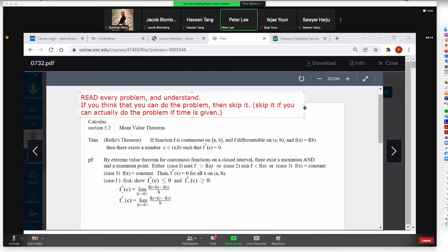Why? Because all the problems are very, very similar. When you look at any math textbook, there are so many similar problems, but you make sure that you can do every one of them if the time is given. So you don't skip any problem. You read and understand every problem. That's how you do it.